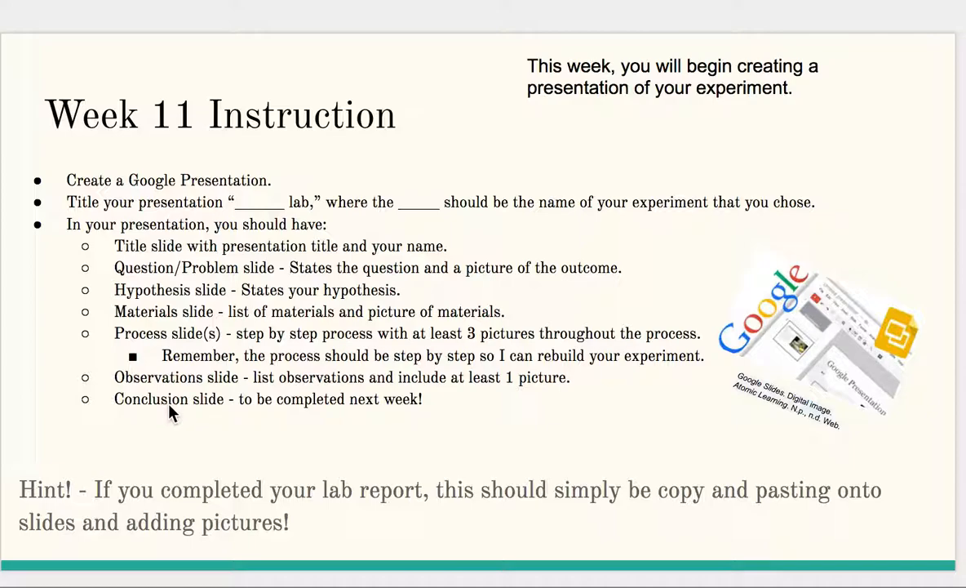There should be a process slide or slides, and this is going to be the step-by-step process with at least 3 pictures throughout the process of what you did in your experiment. Make sure that when you write the process that you write word for word what you did. And the reason that we do this is so that if someone else were to do the exact same experiment as you, we want it to look the same in the end. So that's an easy way to do that.